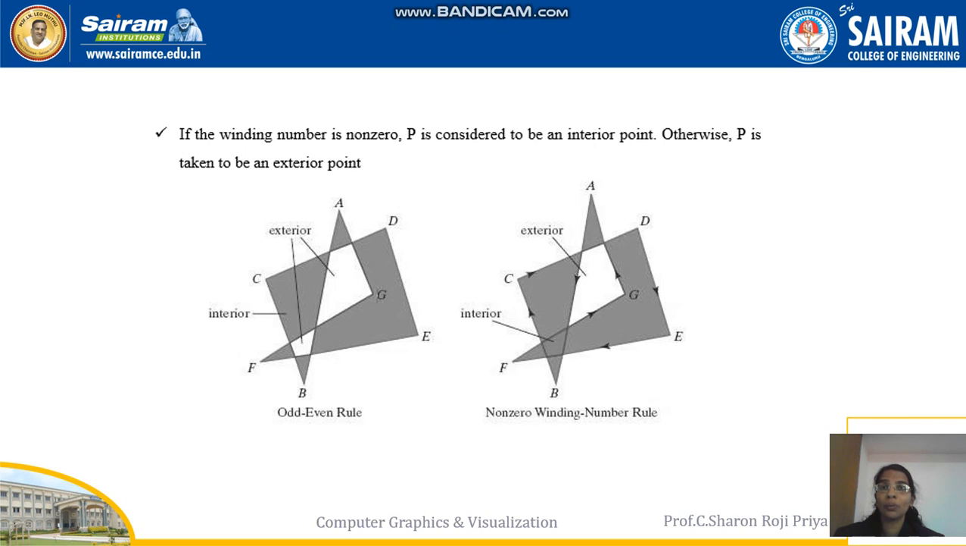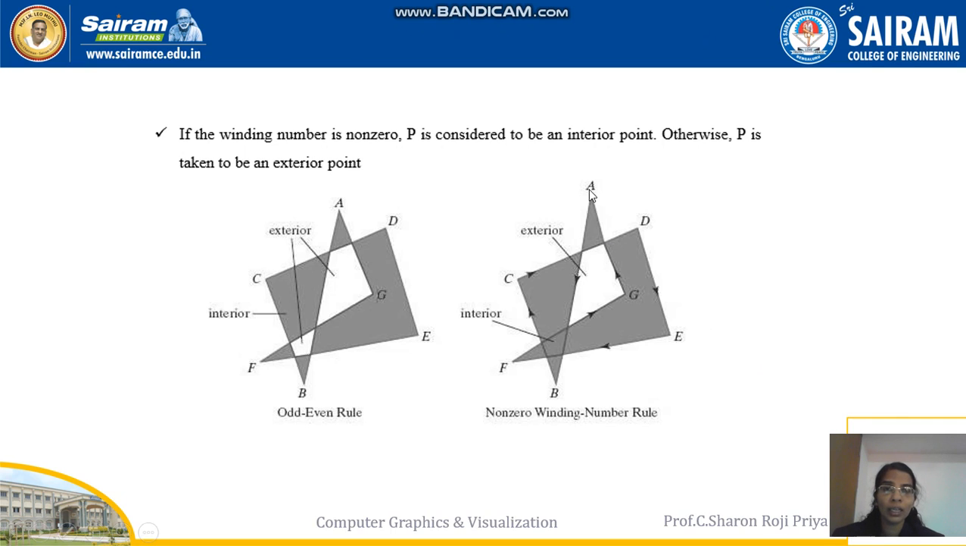Now to check whether a point is interior or exterior, from that point I have to draw a line in any direction and I have to check which all edges this line is intersecting with. Apply the corresponding number and check the sum. If the sum is 0, it is exterior, right? If the sum is a non-zero value, it is interior, right?